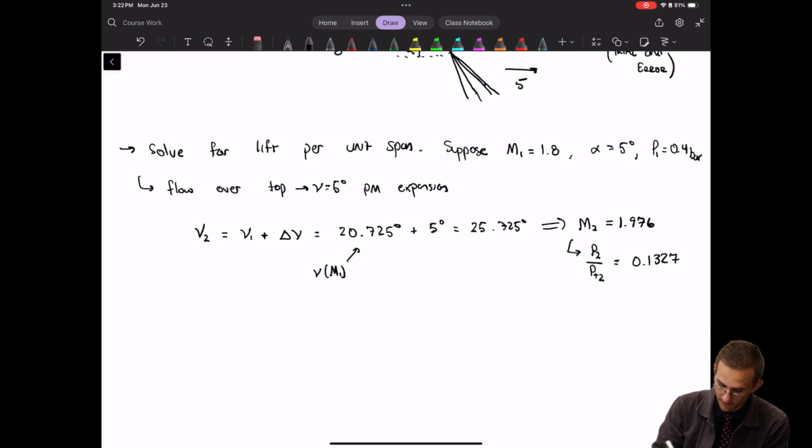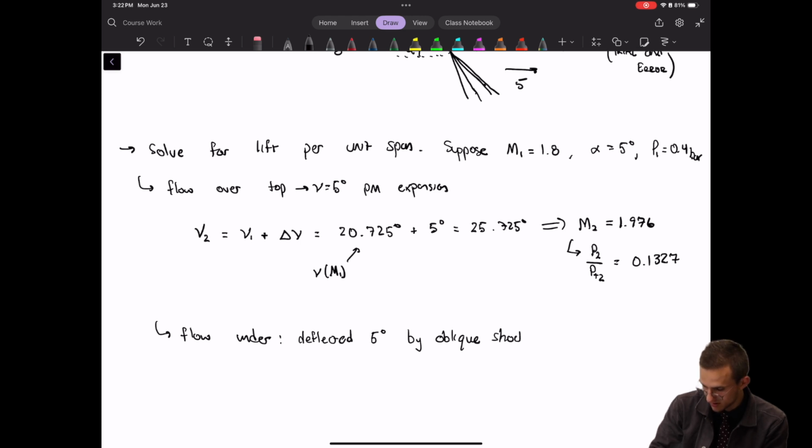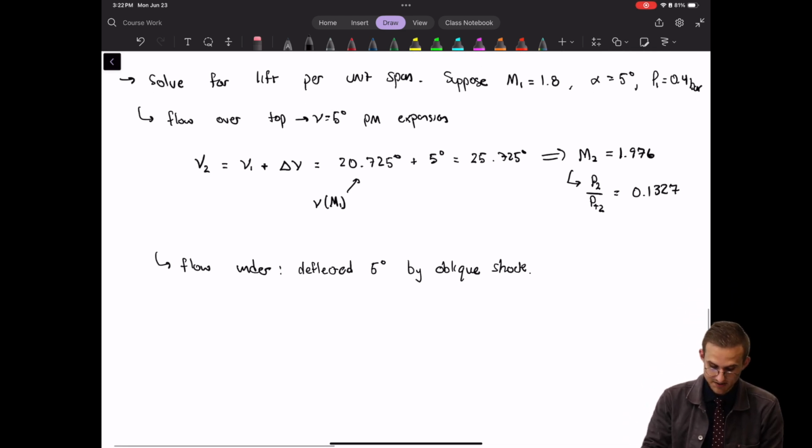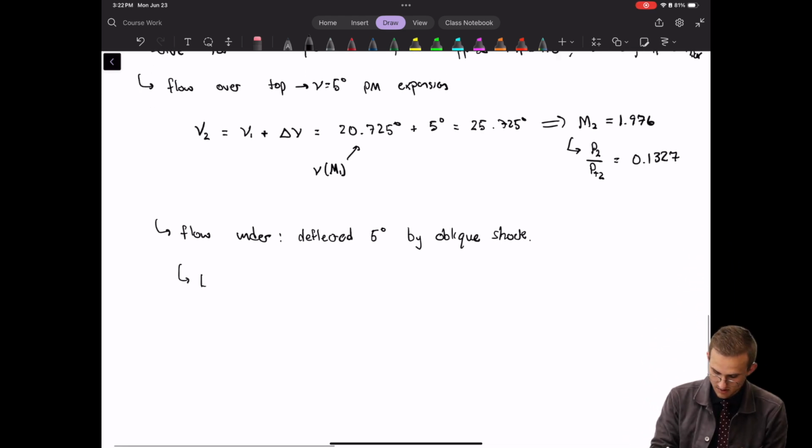Now let's look at the flow under the airfoil. So flow under, we are being deflected 5 degrees by an oblique shock, right? So what you need to do is look at a chart of deflection angle, shock angle, and upstream Mach number. In this case, it's in Zucker and Biblarz. This is in Appendix D.